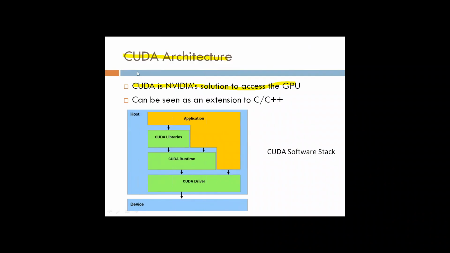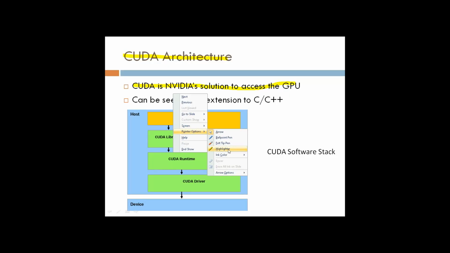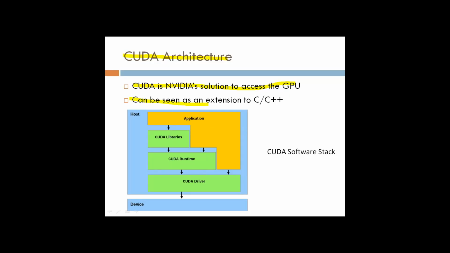Okay. So CUDA is basically NVIDIA's solution to access the GPU, right? It can be seen as an extension of C++, which is the mother language of CUDA. It was the first language support provided by NVIDIA. Later on, they also provided Fortran, and now Python, and different language support is now available for CUDA programming, right? So we can see that this is the CUDA software stack.